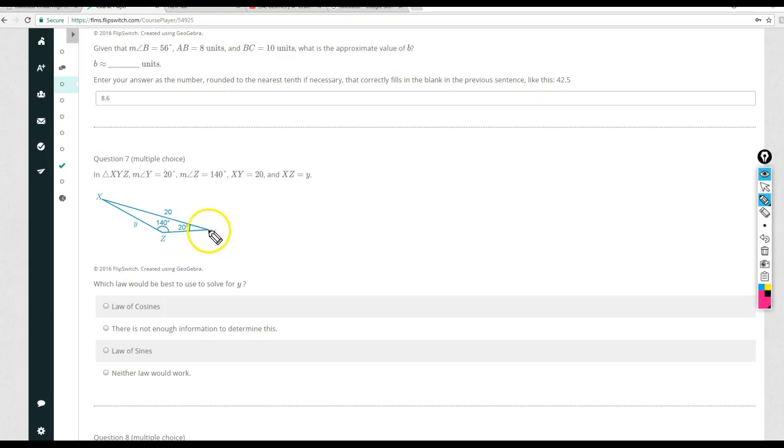So law of sines, I know that I need a side length and the opposite side and the opposite angle. So I have a side length here that I want to find and its opposite angle. Check. Now do I have another set of that to set up my ratio or my proportion? So I have another side length and the opposite angle given. So yes, I could use the law of sines.